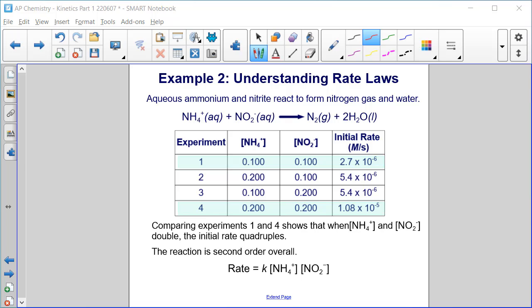All right, so let's compare now what happens when we double not just one reactant at a time, but both. So between experiments 1 and experiments 4, both the concentration of NH4 plus and the concentration of NO2 minus are doubled. And what happens to the rate here? 1.08 times 10 to the minus 5 divided by 2.7 times 10 to the minus 6 is 4. So the rate is quadrupled, which means that overall, if I'm doubling the concentration, but the rate is quadrupling, then the reaction overall is second order.